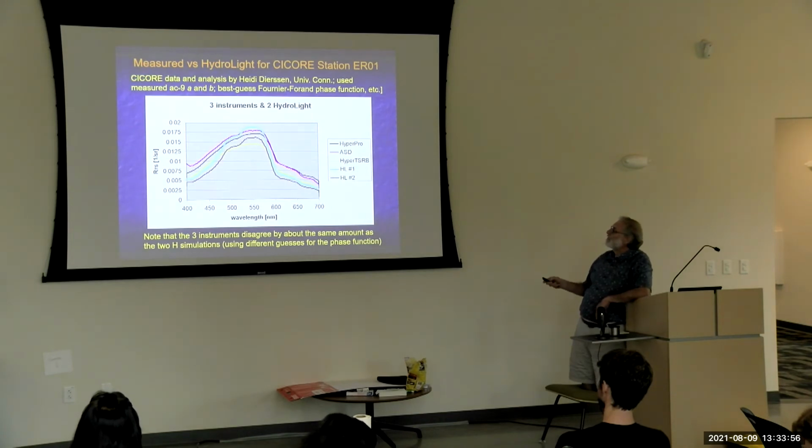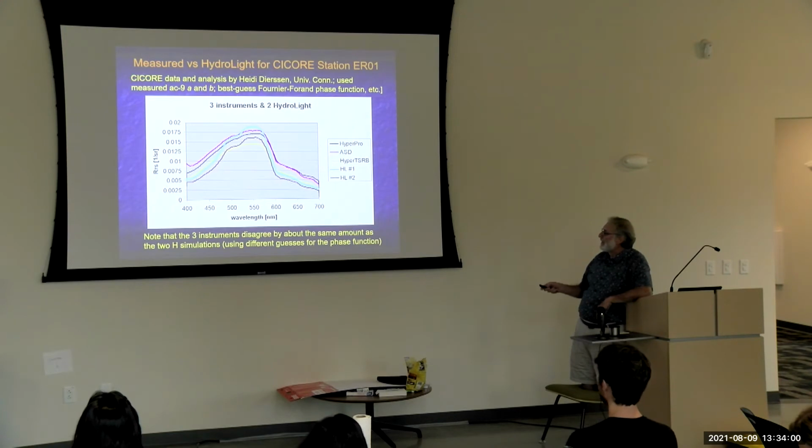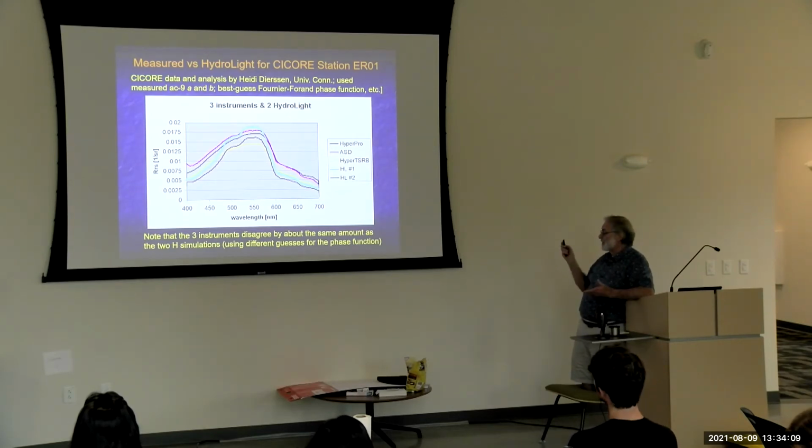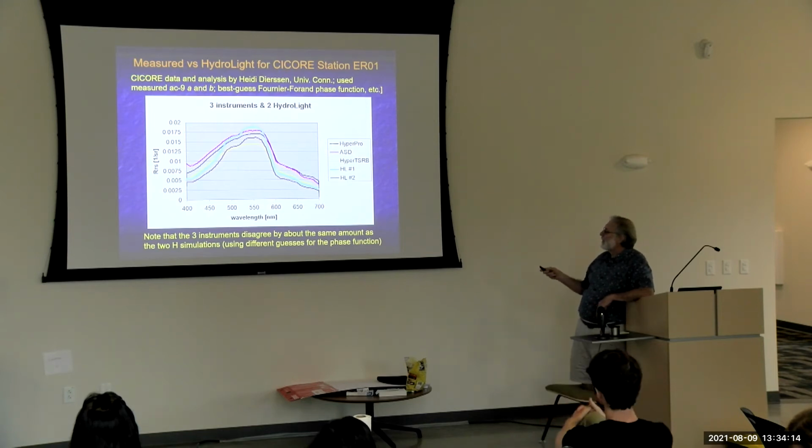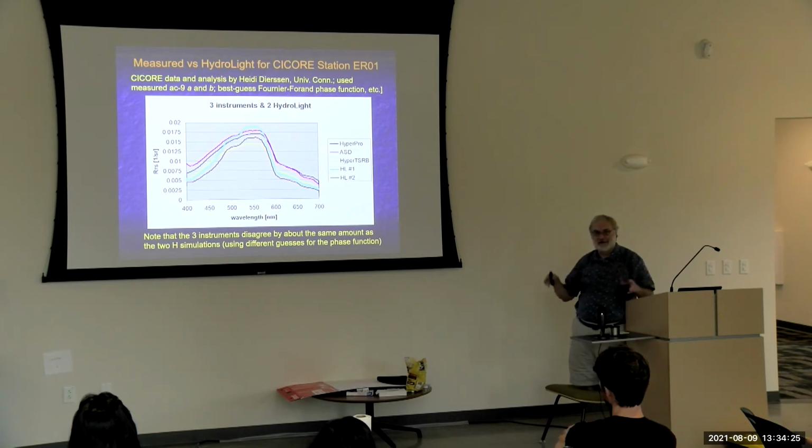Okay, here's a comparison of some instruments and TSRB predictions or TSRB measurements and other instruments, and then comparison with Hydrolight. This was in California waters. And what you see here is the black, the purple, and the yellow. Those are measurements, and you can see kind of what sort of spread there was in those instruments that in theory would give exactly the same spectra.